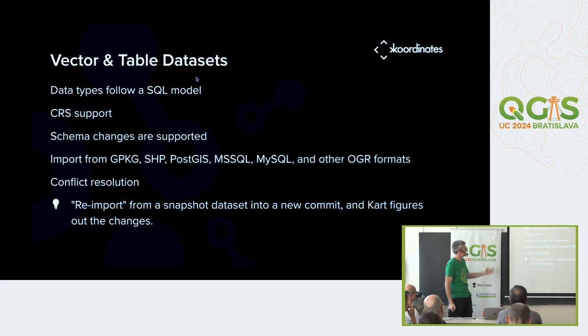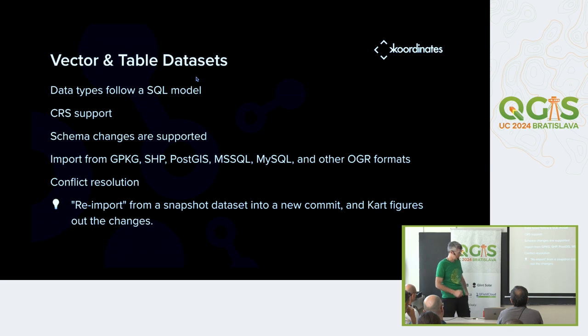So vector and table, it follows a SQL model. We have support for coordinate systems. You can add columns and attributes and make changes to those. As I showed, you could import from all the usual suspects. It helps you with conflict resolution as well. So if you make a change and I make a change, then we can reconcile them and choose whose is right or whose is wrong or whatever we need to do.